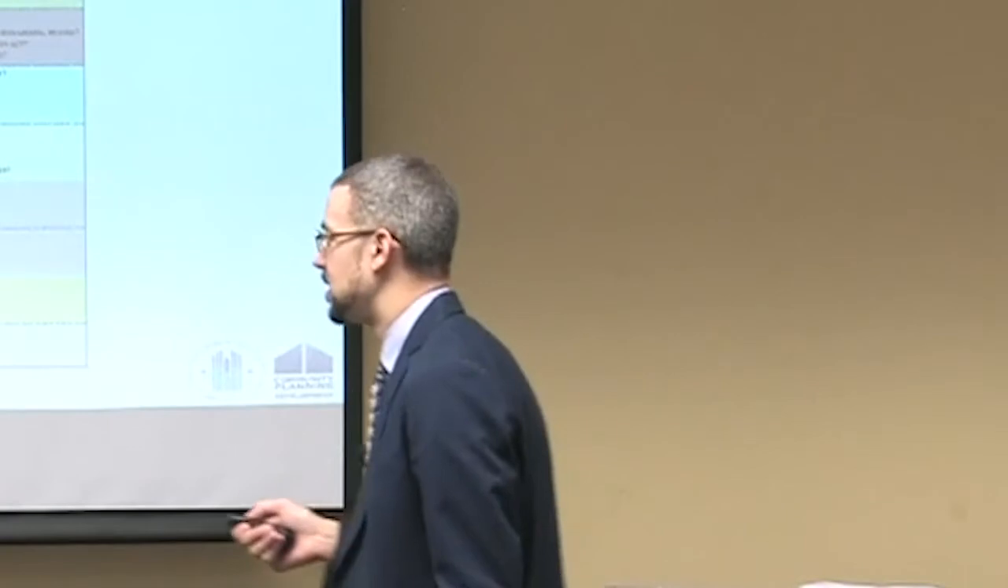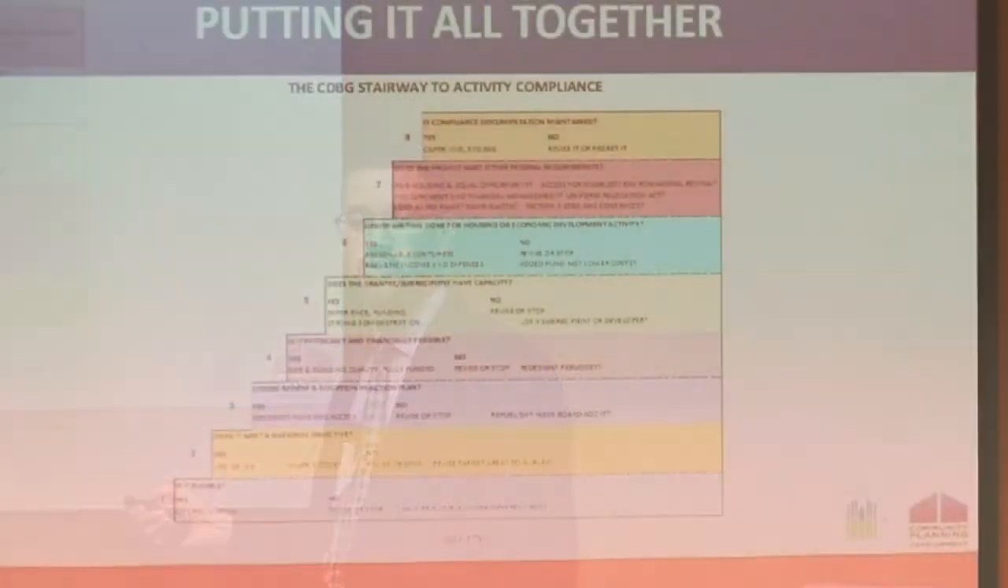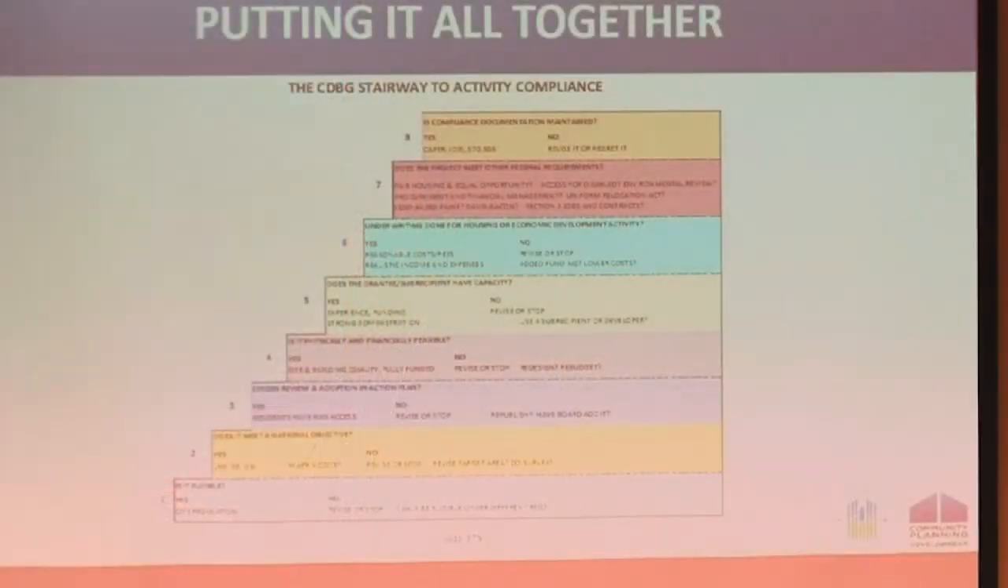Putting it all together. I think you have this handout or this slide blown up in your packet there. Believe it or not, we've addressed the majority of these steps. This is called the CDBG Stairway to Activity Compliance. We looked at determining whether an activity is eligible. Remember the exercise we went through? We looked at determining how an activity meets a national objective. Remember Rudy walked you through that?